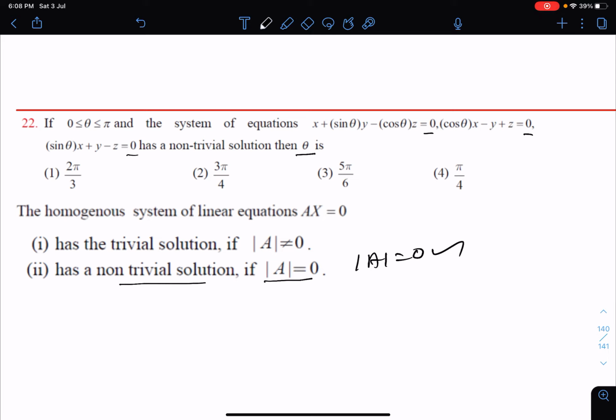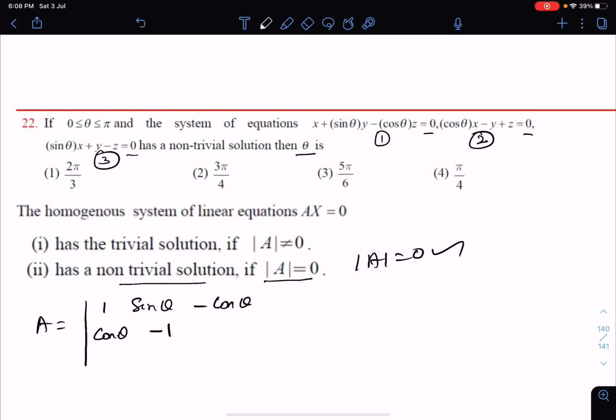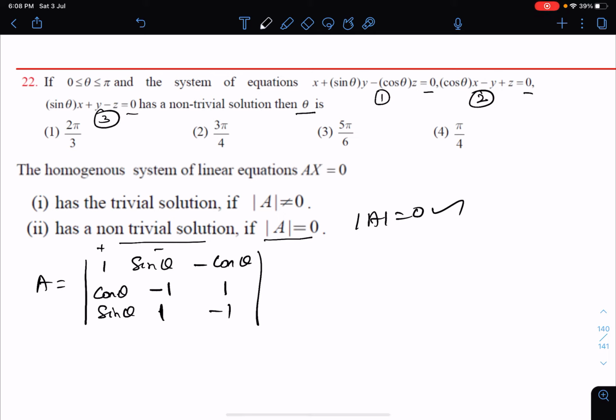So what is determinant A? The coefficients of the first equation. So you can directly go into our determinant. 1, sin theta and minus cos theta. This is our first equation, this is our second equation, and this is our third equation. In the second equation it is cos theta, minus 1 and 1, and in the third equation it is sin theta, 1 and minus 1. Okay, so you are going to expand this using the sign convention.